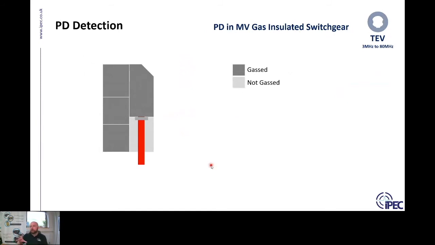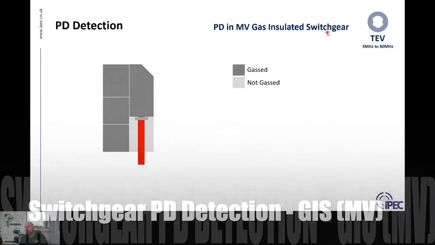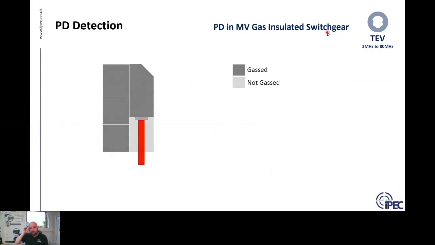Okay, so now I'm looking at medium voltage gas insulated switchgear. The reason I used the EHV level first is because I wanted you to have an understanding of GIS on the EHV before mentioning GIS on the medium voltage, because they're very different pieces of equipment. So GIS on medium voltage is a bit trickier than on the EHV.